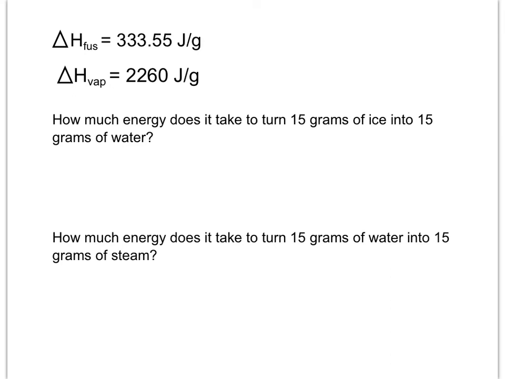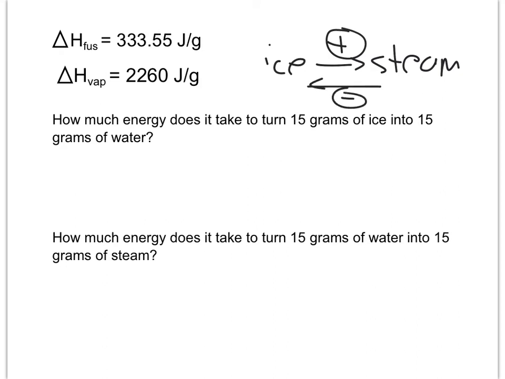So, the first question says, how much energy does it take to turn 15 grams of ice into 15 grams of water? Remember, if we're going from ice all the way to steam, we said the numbers will be positive. Why? Because we're adding energy. If we're going backwards, the numbers are negative. This is going to be where that comes into play, because if we're going to subtract energy, what we're going to have to do is put a negative in front of these numbers whenever we are cooling things down. So just keep that in mind. In these two examples, we're going to be heating.